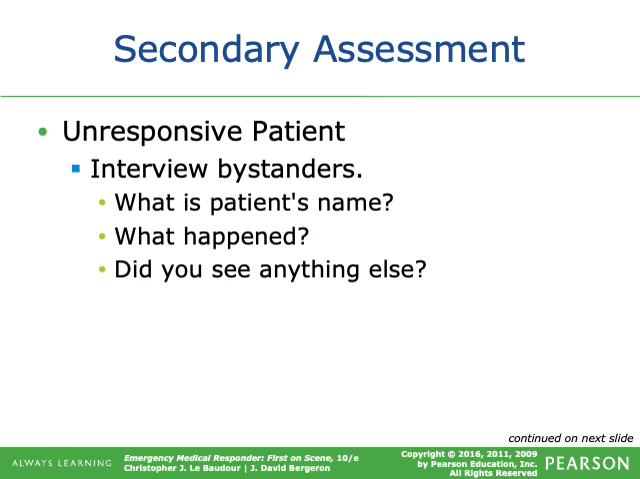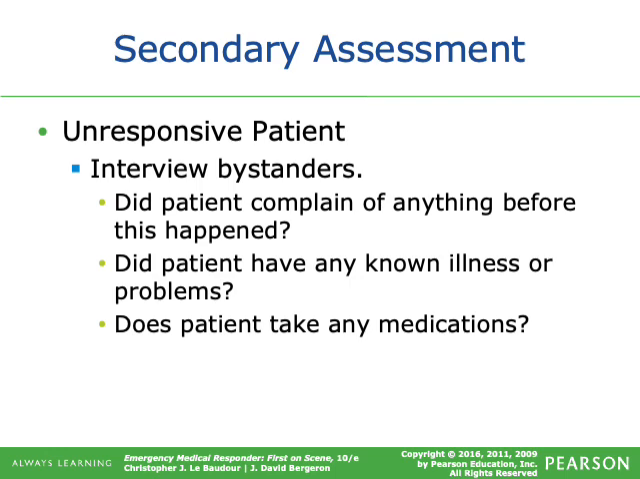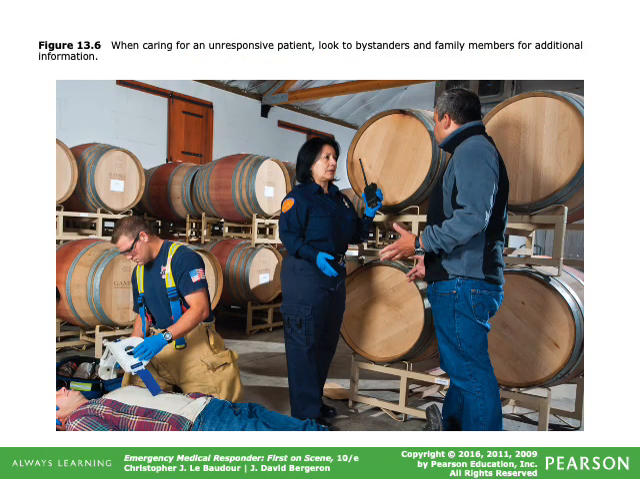Alright, so for an unresponsive patient, you're going to interview the bystanders. Ask them if they know the patient's name. Ask them if they saw what happened. Ask them if they saw anything else. Did the patient complain of anything before this happened? Did the patient have any known illness or problems? Does the patient take any medications? So when you're caring for an unresponsive patient, look for bystanders and family members for additional information since the patient can't give you information themselves.